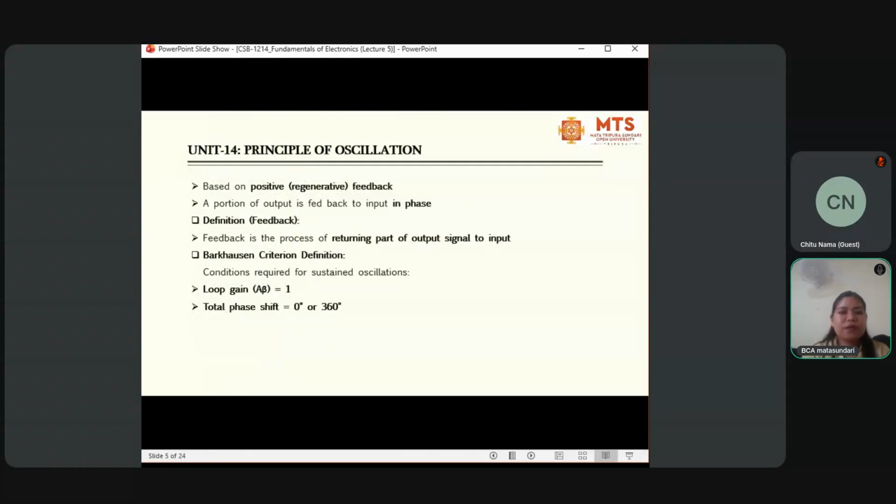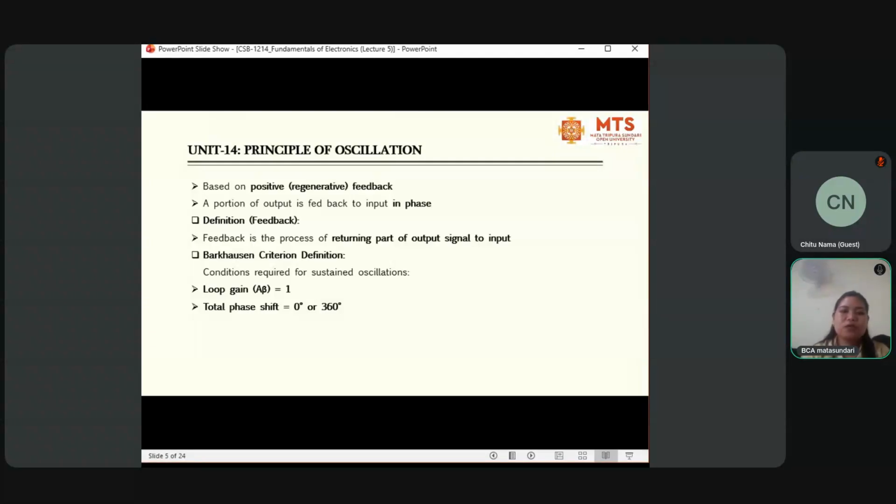Next, principle of oscillation. We have seen the oscillator. Now the principle of oscillation is based on positive, that is regenerative, feedback. A portion of the output is fed back to the input in phase. Definition of feedback: feedback is the process of returning part of the output signal to the input.